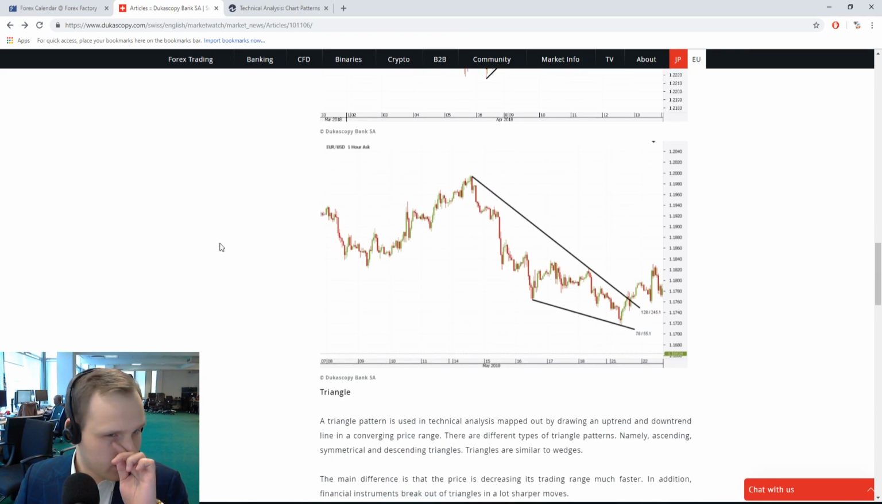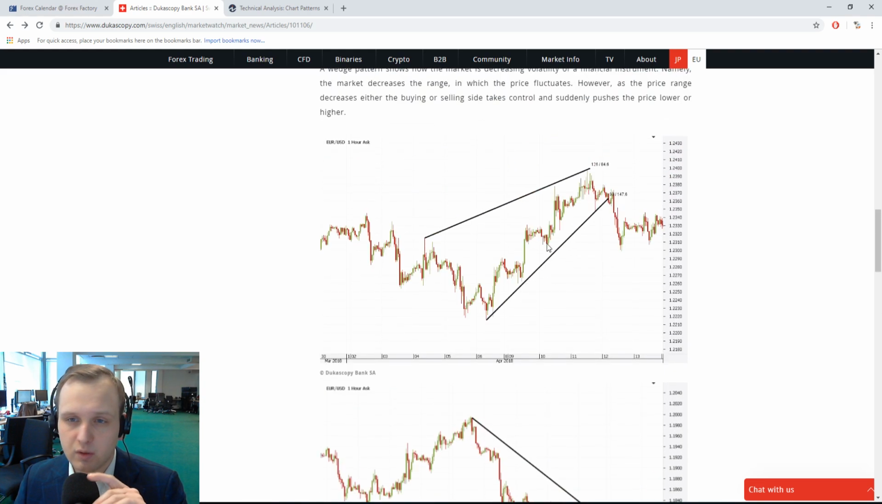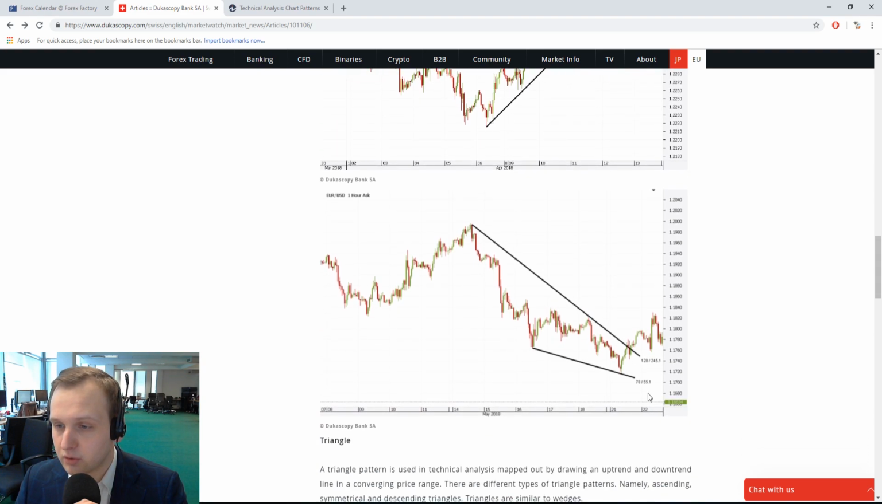Then we got a descending. By the way, they're ascending, descending wedges, and they can also be symmetrical. Some call them symmetrical, but I think the symmetrical ones are just triangles. We'll get to the triangle next. So here you can see a descending wedge.